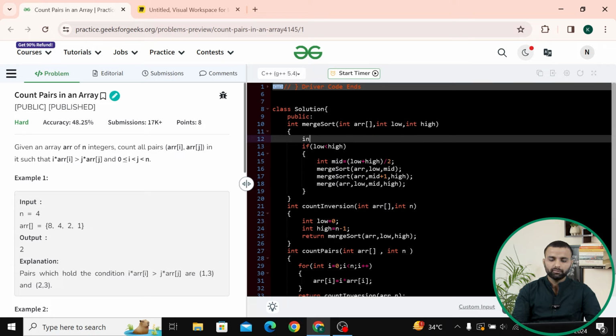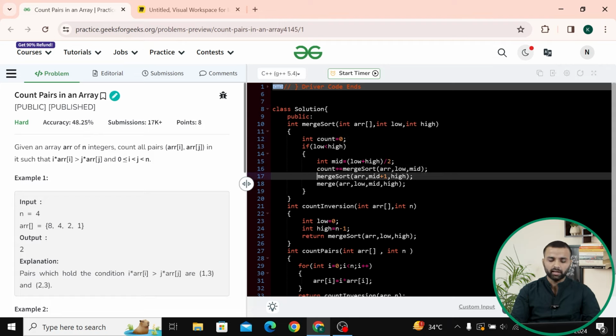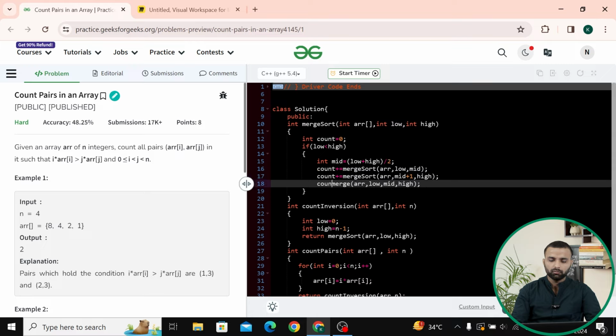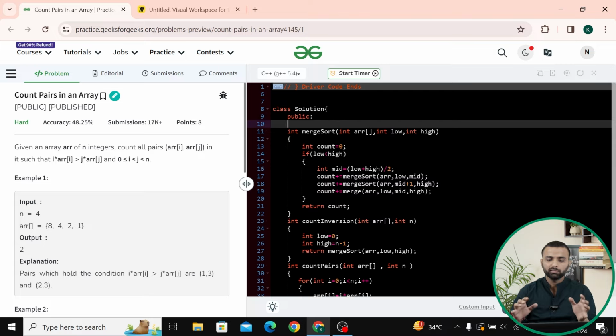Now let's write here: count initially is 0, and whatever count we have in the left half, we have to add that. Similarly for the right half, and for the merge function, at the end of it we have to return the count, right? So now the last function we have to create is merge. So let's create the merge, where we have the first argument as array, the second is the low pointer, then mid and high, right?